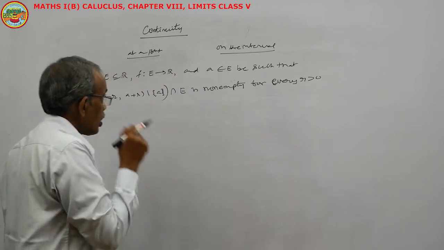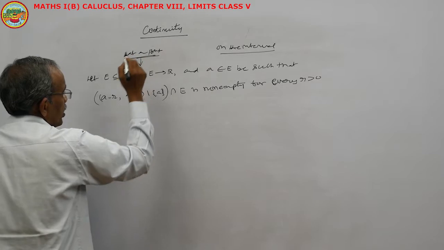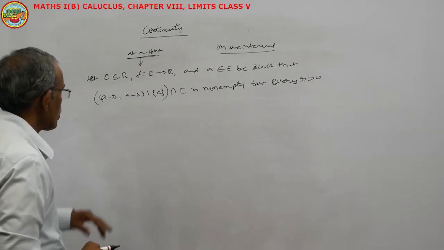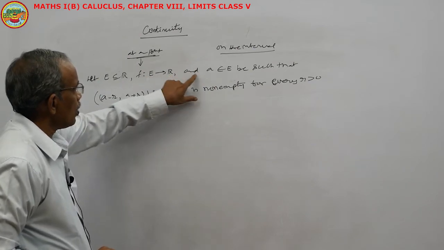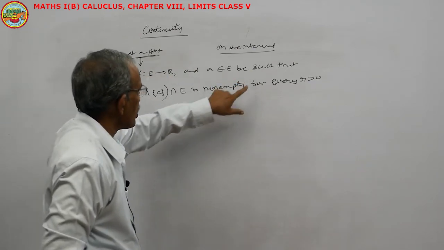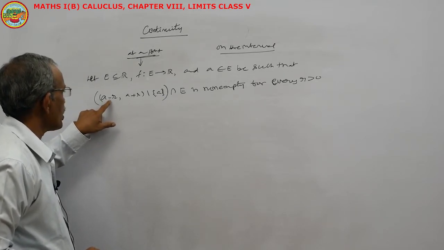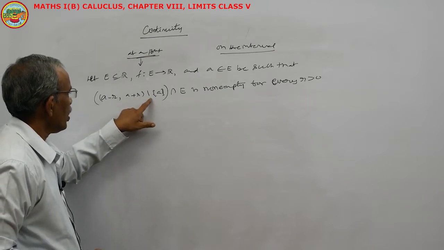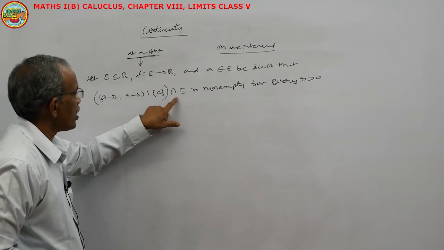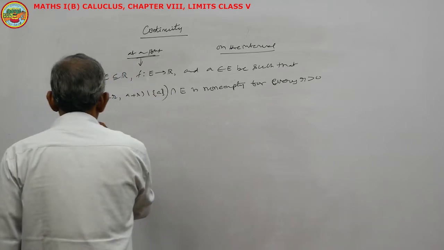Again, let us see how the definition goes, as we are learning continuity at a point. Let E be a subset of R, f a mapping from E to R, and a belongs to E, such that the deleted neighborhood of a, meaning the open interval (a minus r, a plus r) minus the set {a}, intersection E is non-empty for every r greater than 0.